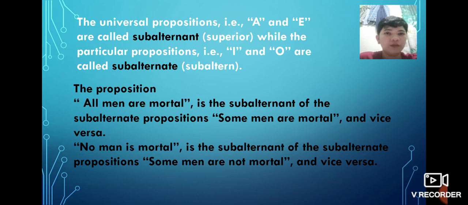And the second one is no man is mortal, the subalternant of the subalternate proposition, some men are not mortal, and vice versa. So the first sentence, no man is mortal, they used the universal proposition, and that is E. And the second one is some men are not mortal, they're using the particular proposition, and that is O.